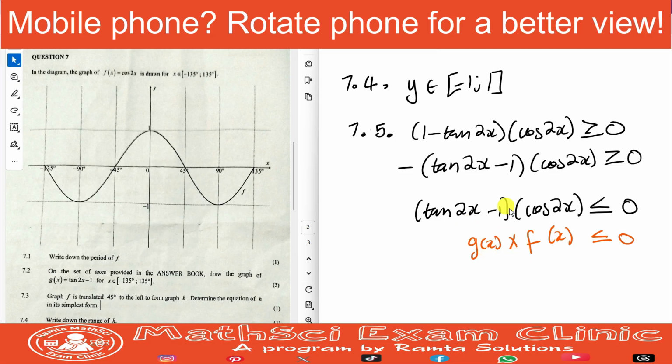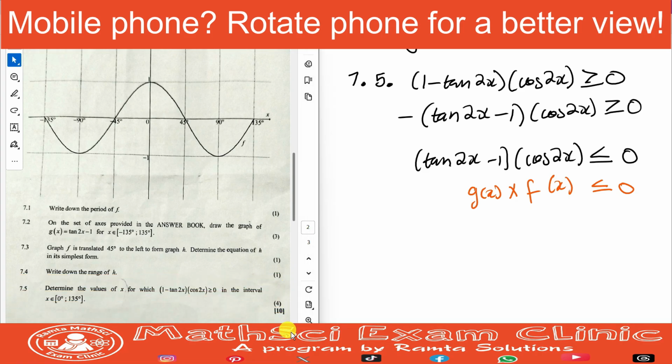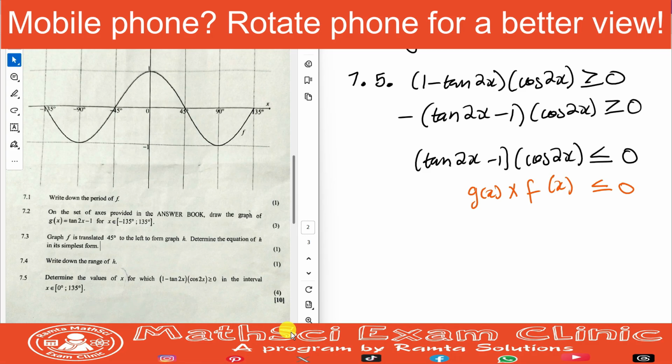Okay, let's move on. All right, so we are saying the product of these two must either be 0 or be negative. Let's go to our graphs. Remember, the product must be negative. It means if one is positive, the other must be negative. And another condition is that they must be equal to 0 at some point. So it is in the domain 0 degrees to 135 degrees.